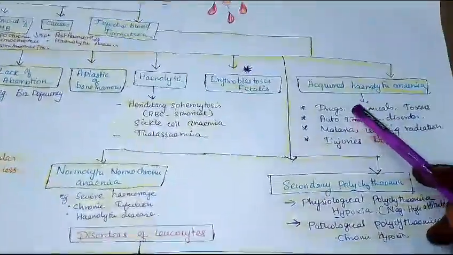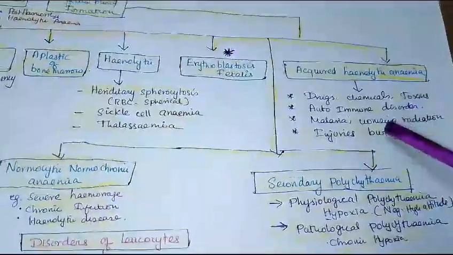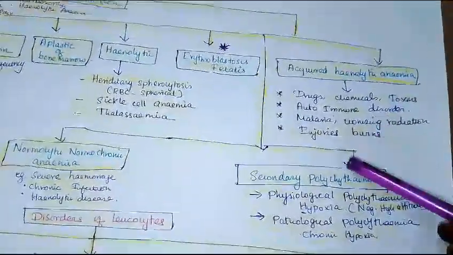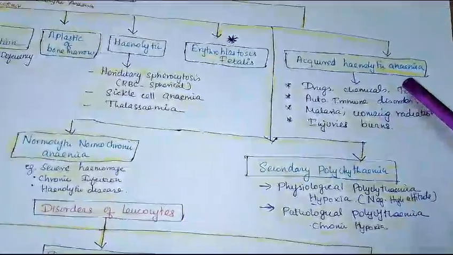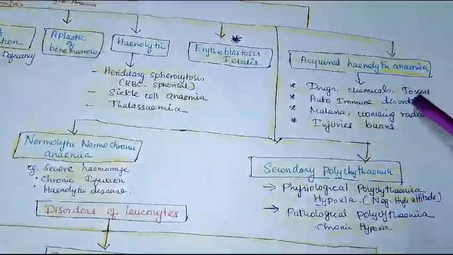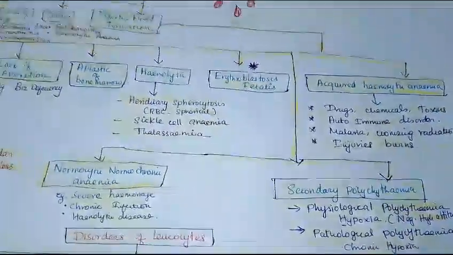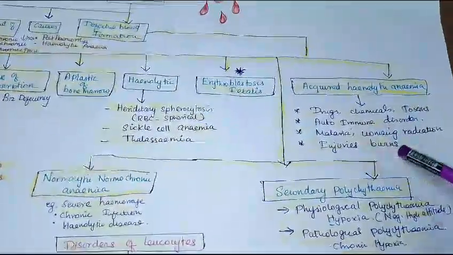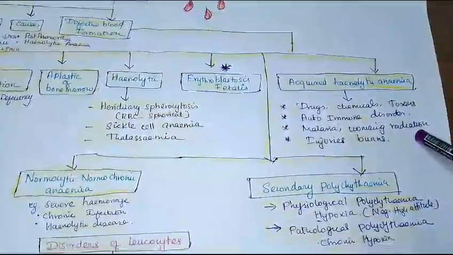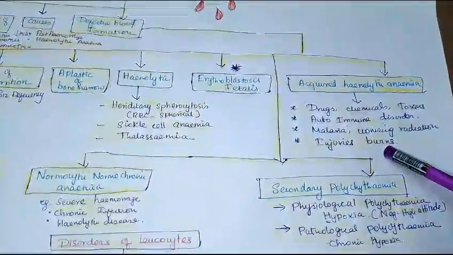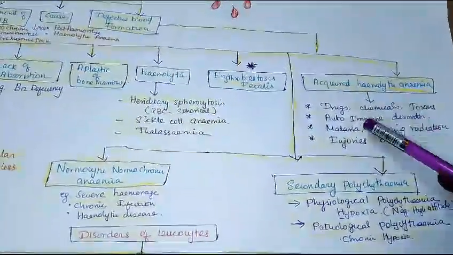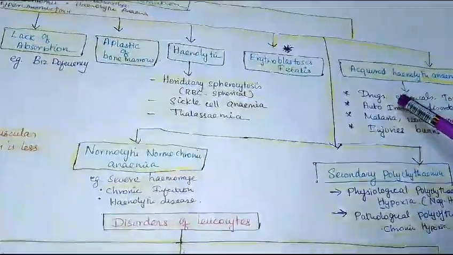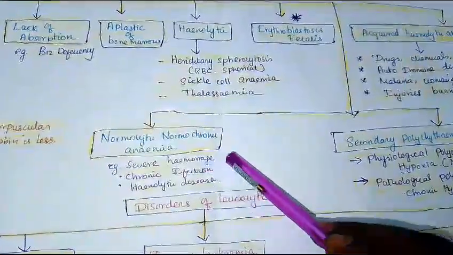another one is acute hemolytic anemia. You may develop acute hemolytic anemia due to some drugs and chemicals you are taking, cancer treatments, or exposure to toxins, or some autoimmune disorders like SLE or other diseases, and malaria, ionizing radiation, injuries and burns. So these are all the reasons you will develop anemia due to some of the disease conditions. The other one is called normocytic normochromic anemia.